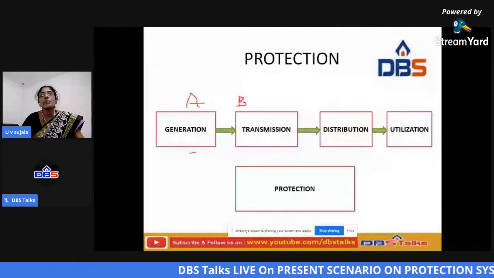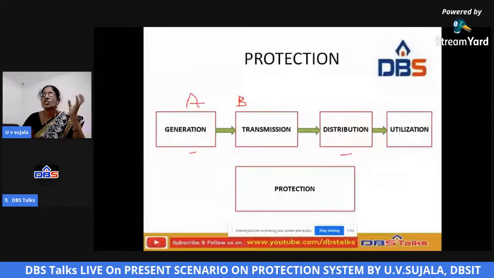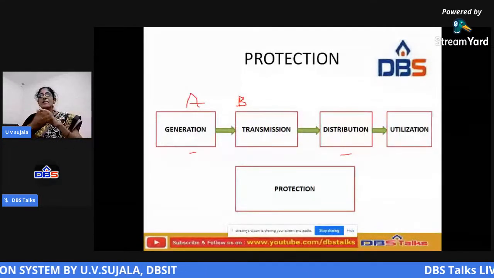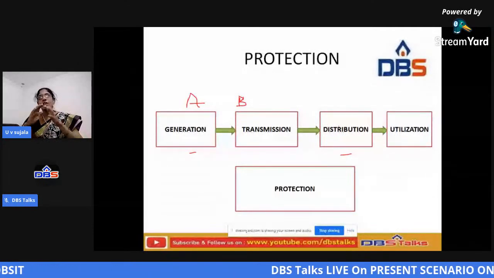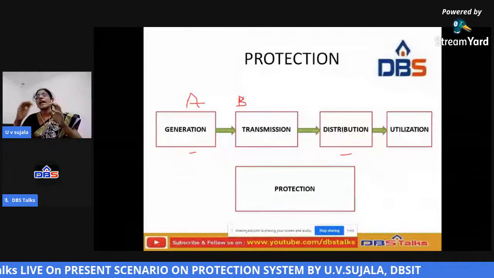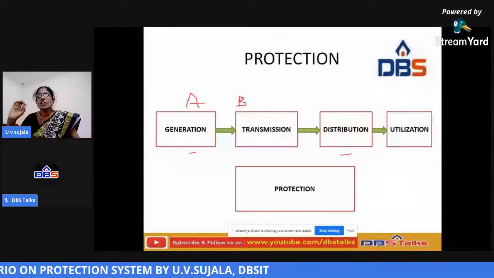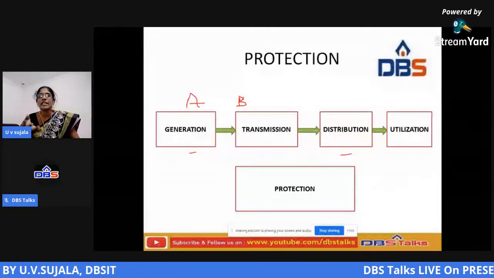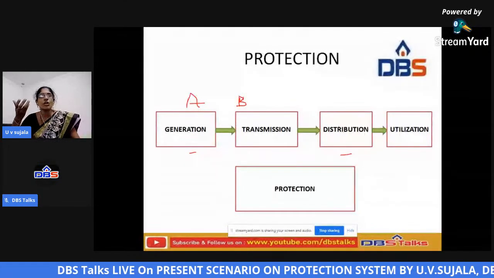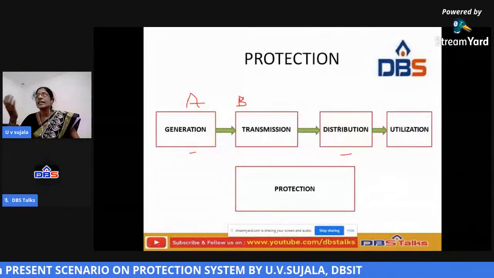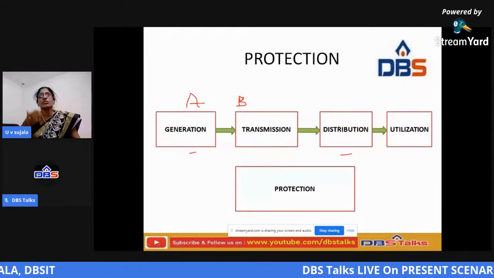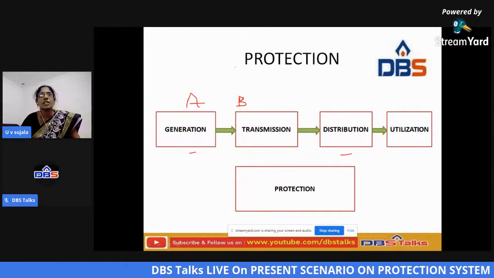In the distribution, what happens? We have to distribute the voltage for commercial purposes, domestic and non-domestic, that is the industrial point of view or the domestic point of view. We distribute this, and then it goes to the utilization part. In the utilization part, from the domestic point of view, you use fans, lights, whatever it is, and from the industrial point of view, there is heating and welding, whatever it may be. That means from generation to transmission and distribution, and then utilization.